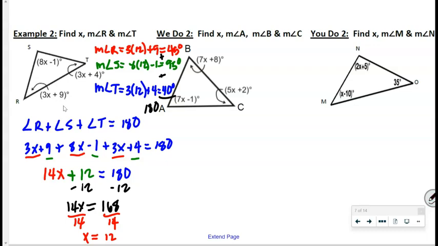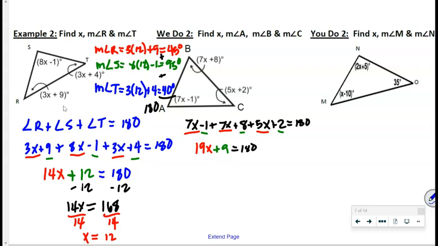We're going to add these three together. 7x minus 1 plus 7x plus 8 plus 5x plus 2. And all of those equal 180. Remember, again, we're looking for our like terms, our 7x, our 7x, our 5x. That would be 14 plus 5. That's 19x, right? And then we've got our minus 1, our 8, and our 2. That would be 10 minus 1, which is 9. And that's equal to our 180, right?